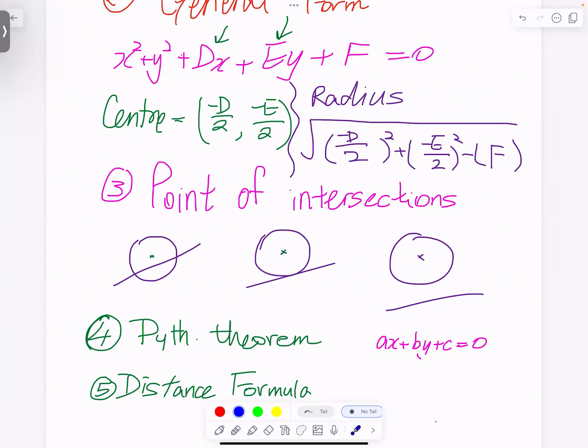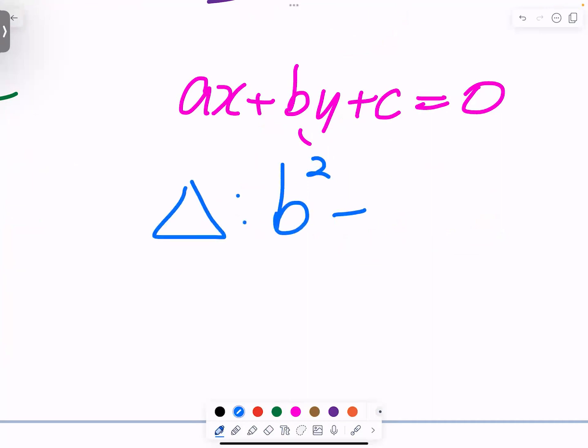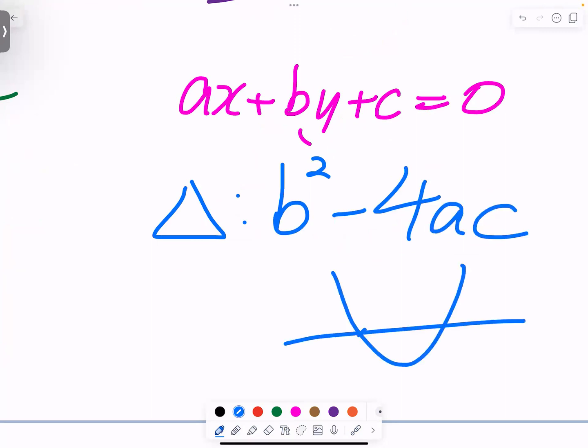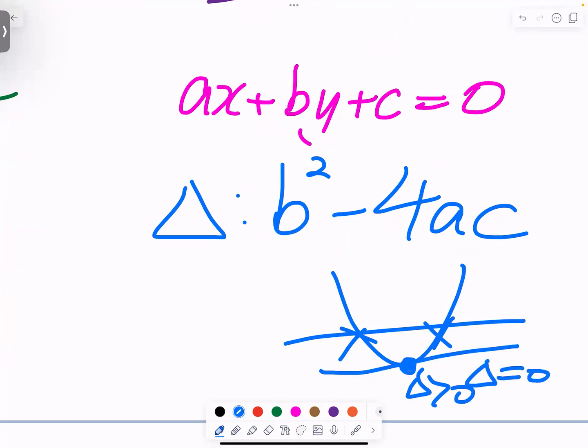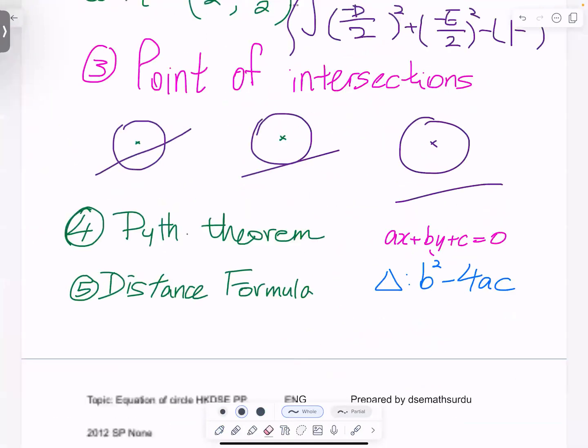How do we do that? We do a thing called delta, the discriminant. Discriminant, have you heard of it before? Maybe yes, if you did quadratic equations before. This symbol is for b squared minus 4ac. Just like quadratic equations, if you have 2 points, the delta is greater than 0. If you have 1 point, the delta is equal to 0. If, let's say, the curve is just flying upward and the line is down there, never touching, then we have no points.